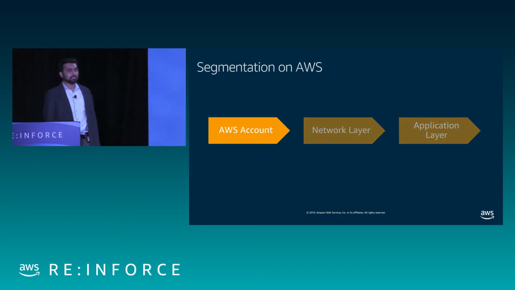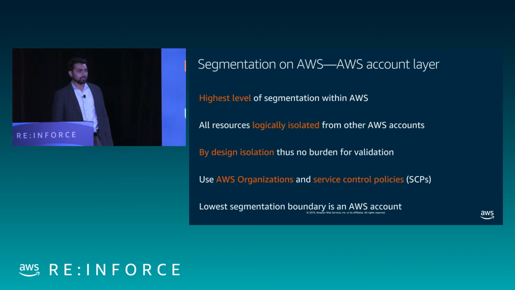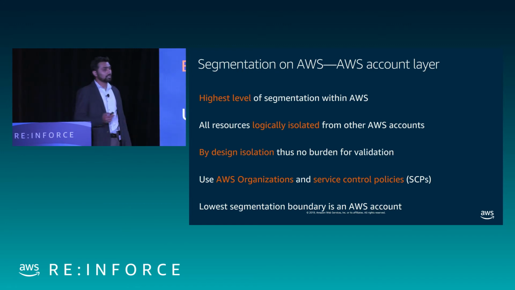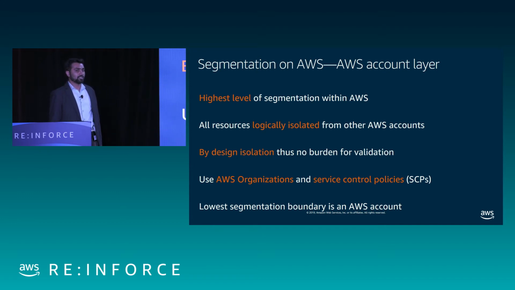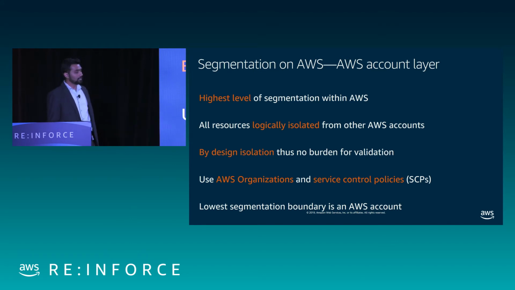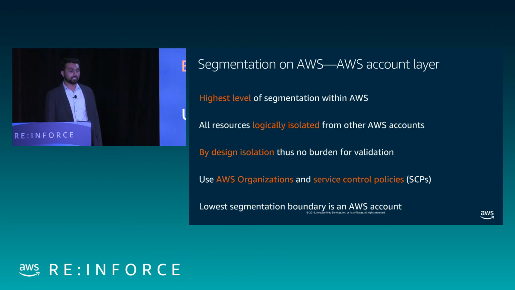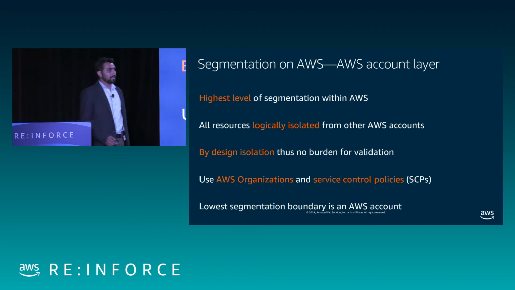Let's start with the account layer. Let's first see what AWS account means. So AWS account is what encapsulates all of your resources in AWS. It provides ways to access those resources either via the console, the web UI, or via command line, or via SDKs. It provides the highest level of segmentation that is available in AWS. And by design, all the resources are logically isolated from other AWS accounts. It's by design isolation.